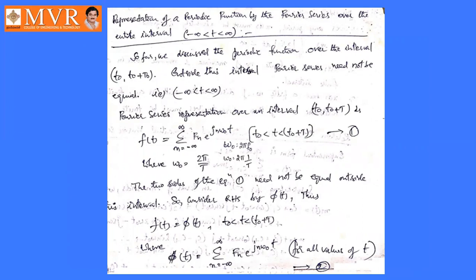So, up to now, what we have discussed today: exponential Fourier series representation and its coefficients, some problems related to exponential Fourier series representation and its coefficients. Then the relation between exponential Fourier series and trigonometric Fourier series. In the next class, we will see the representation of a periodic function by the Fourier series over the entire interval, that is from minus infinity to infinity.